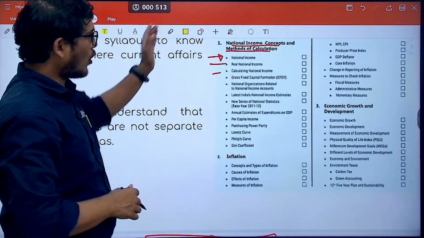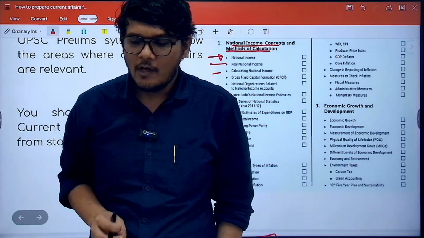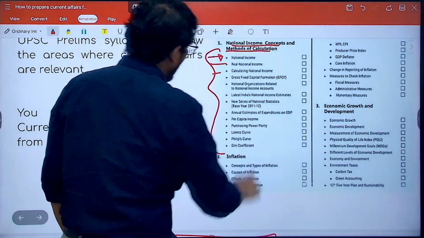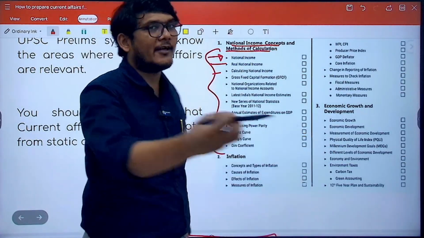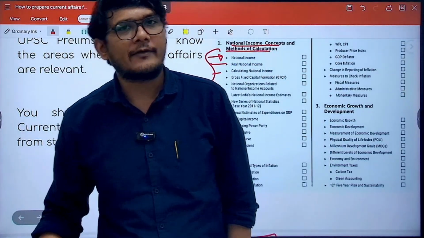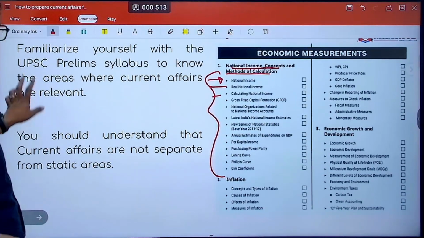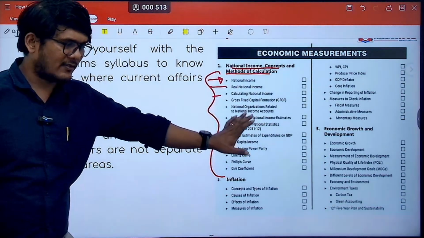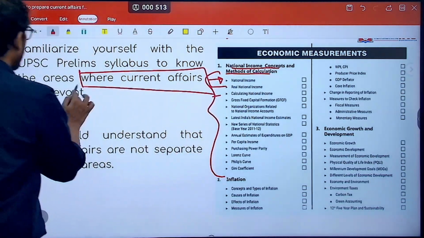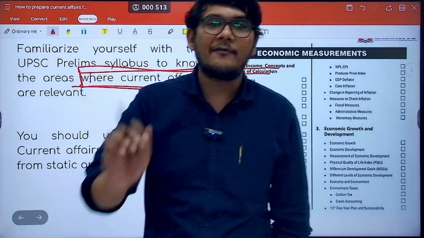Now we are talking about current affairs, but I am giving you all static topics. Now how does it work? Once you identify all the static topics that you have to study, only then will you be able to study the current affairs of it. I hope that's clear. So you have to know the entire syllabus, based on which you can identify the areas for which the current affairs will be relevant.